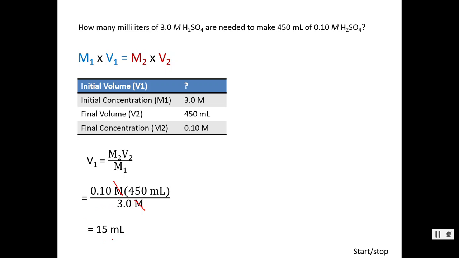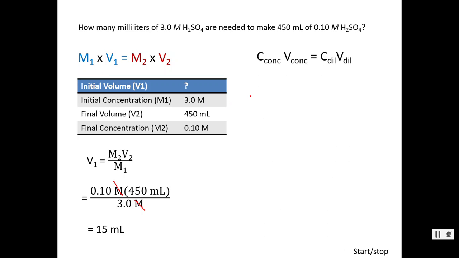And it makes sense that this volume is smaller than the final volume of my diluted solution. It wouldn't make sense if I had to pipette more of my concentrated solution than what my final volume was. So that's a way that you can check yourself. So that's an example of how to use M1V1 equals M2V2 in dilution problems.